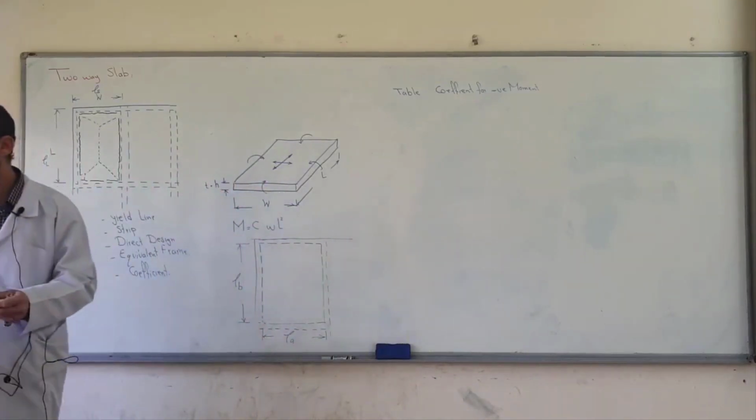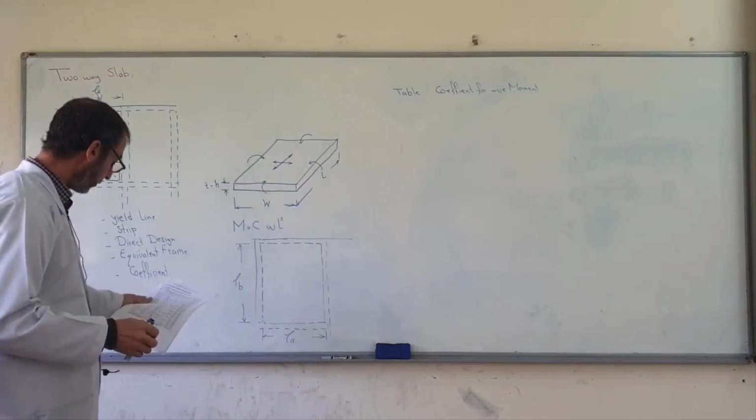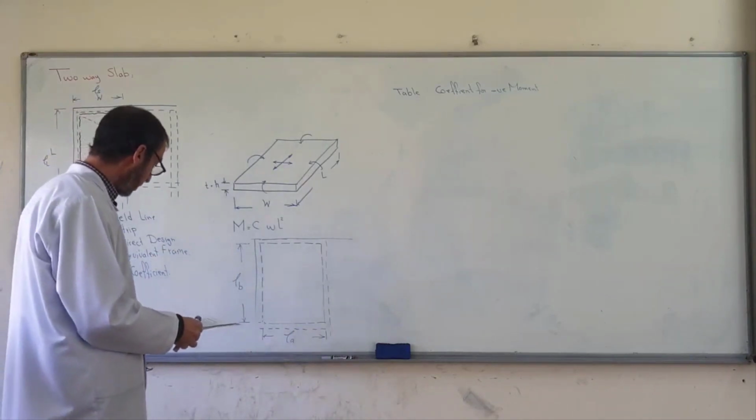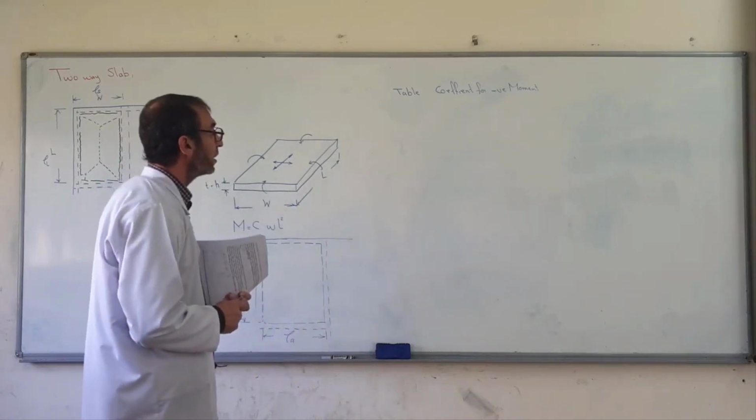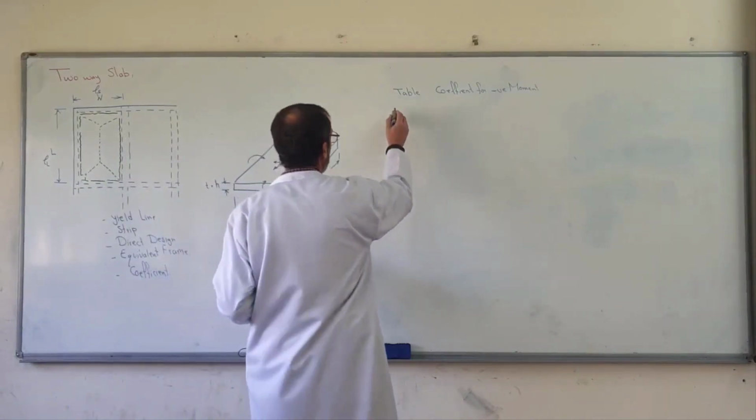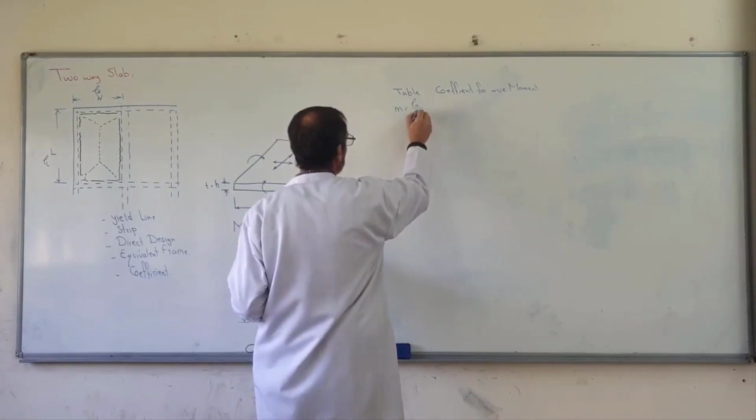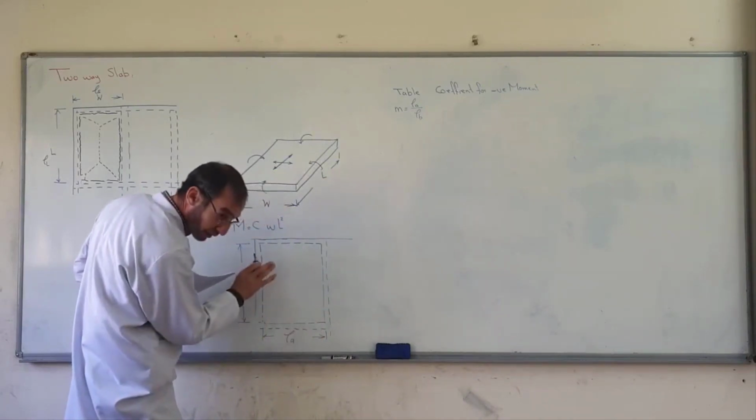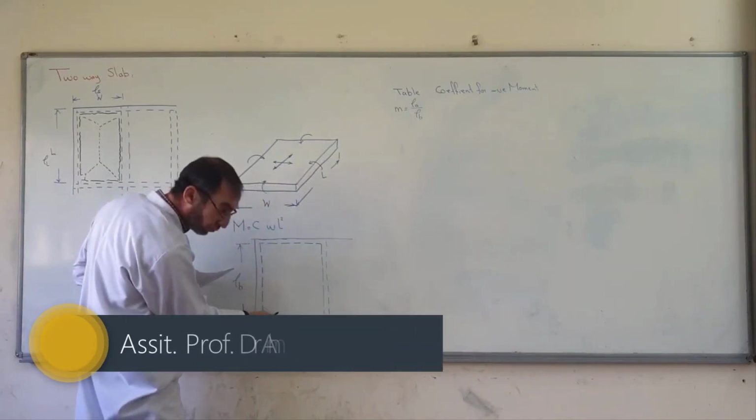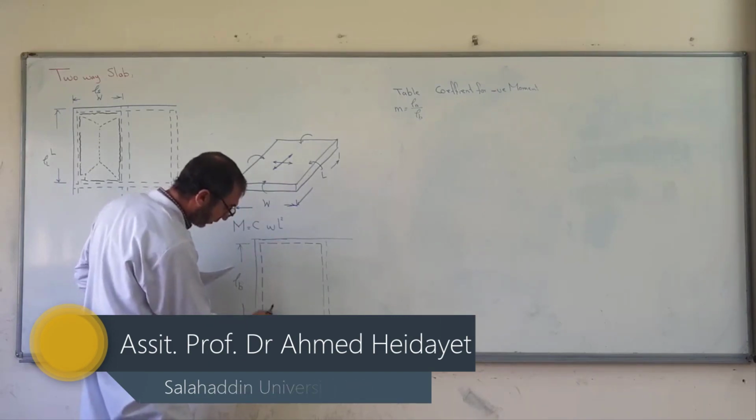LA is the short direction, LB is the long direction. Here we have m equals LA over LB, short over long. It's the clear span, from face of the beam to face of the beam, or face of the wall to the face of the wall.